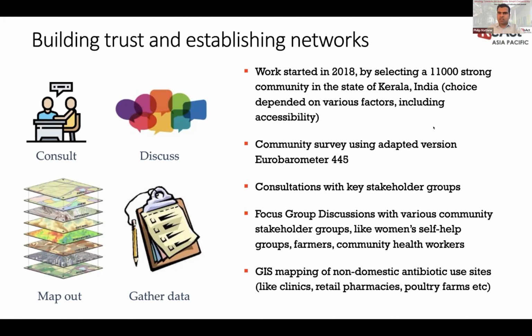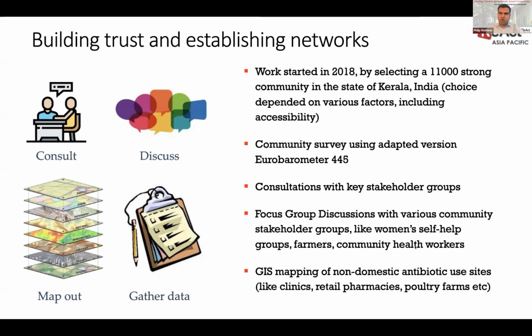Then we started this consultation with key stakeholder groups, including the leaders of the local self-government institutions. And then we had focus group discussions with various community stakeholder groups like women's self-help groups, which are very strong in that part of the country, farmers, and community health workers, what we call ASHA, accredited social health activists, which form a link between the formal healthcare system and the community. The discussion was more to do with health and disease, their understanding about health, disease, infections, what are the possible messaging frames that they can possibly understand, and what are the ideal messaging channels that we can use to communicate with them.